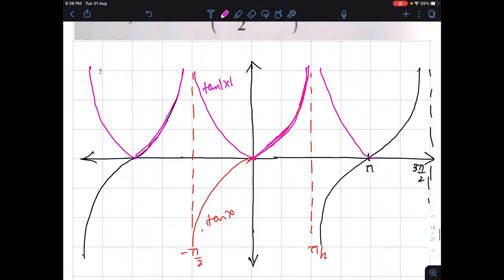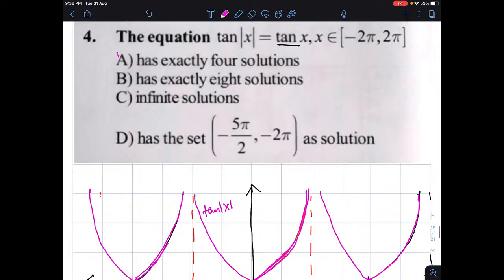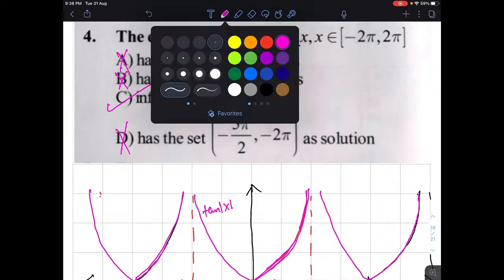The pink colored and black colored or red colored are having how many points of intersection? They are completely overlapping. Has exactly 4 solutions, not at all right. Had exactly 8 solutions, not at all right. Infinite solutions is the right answer. This is also not right. Has the set minus 5 pi by 2 to minus 2 pi as a solution? Not at all. So guys, which answer should be marked by us over here? Option C. Hope you guys got my point.